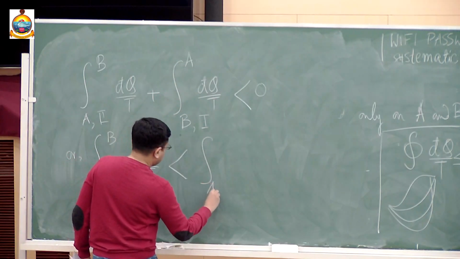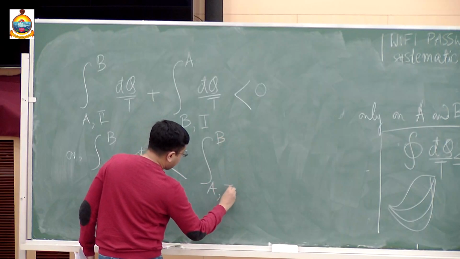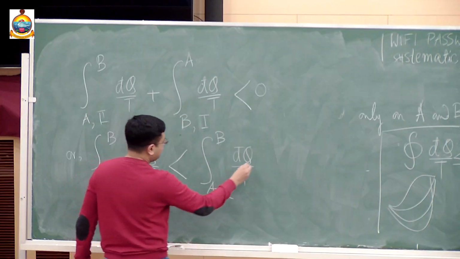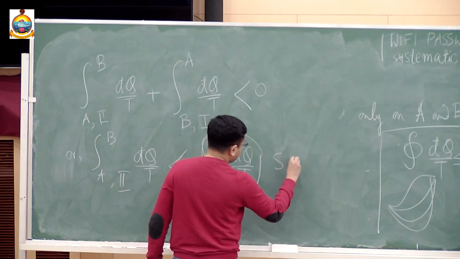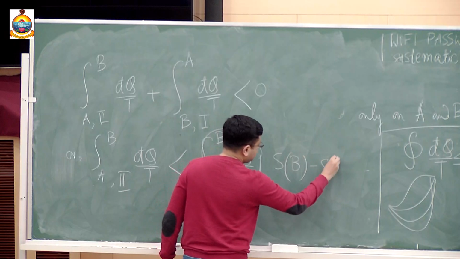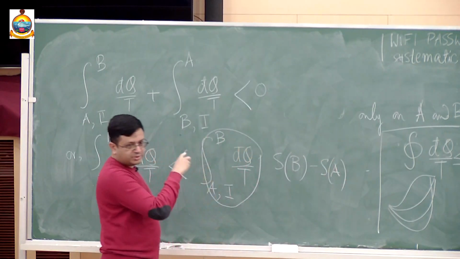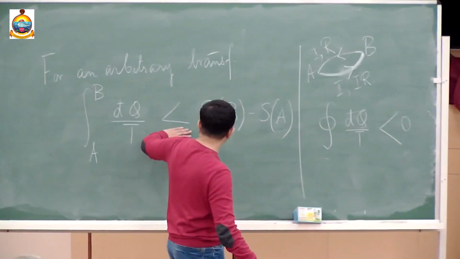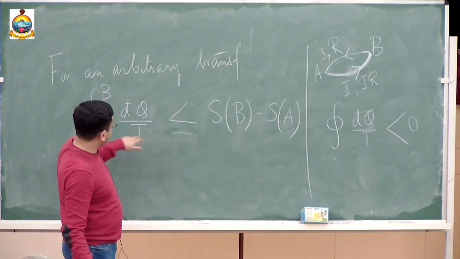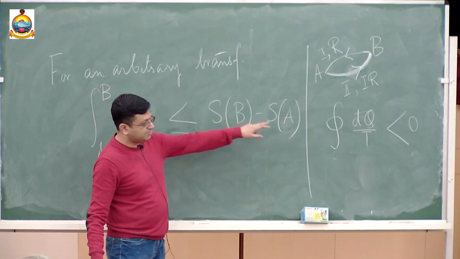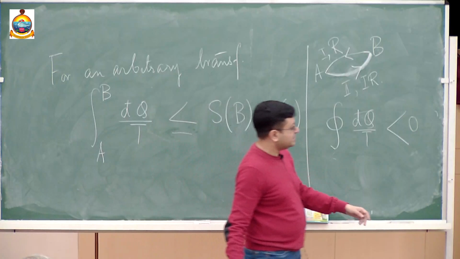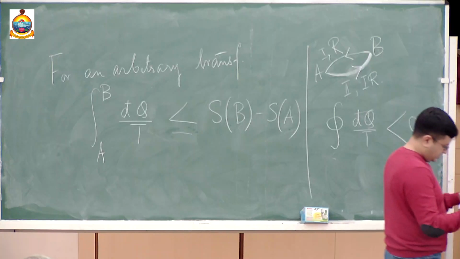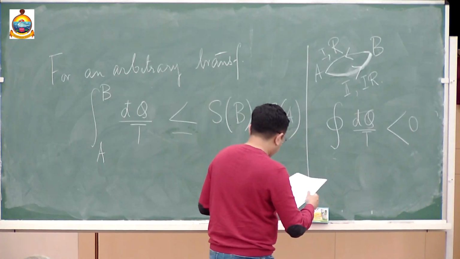So I get from A to B along path 1, which is a reversible path of d cross q by T, and this quantity is by definition SB minus SA according to the previous statement. Therefore I have proved what I was after, namely that for an irreversible cycle, the integral of d cross q by T is going to be less than SB minus SA. And of course if it's a reversible path, then I have an equality, as I have shown previously.